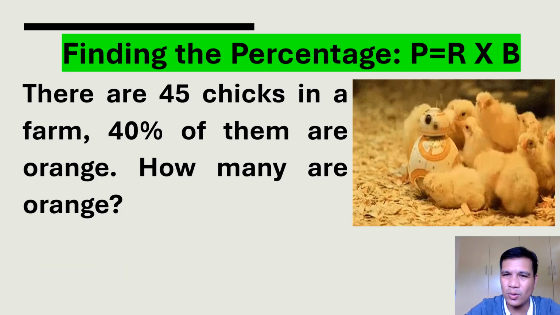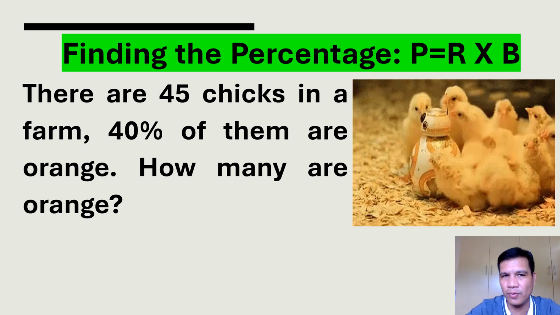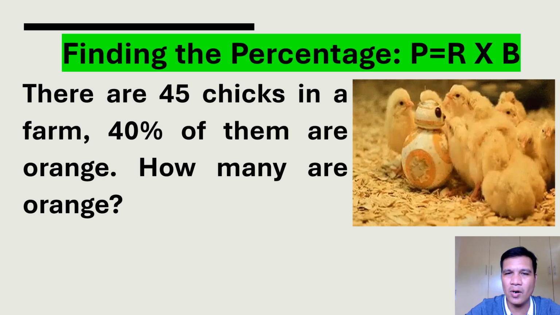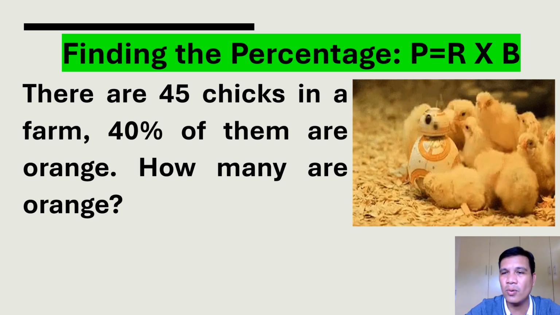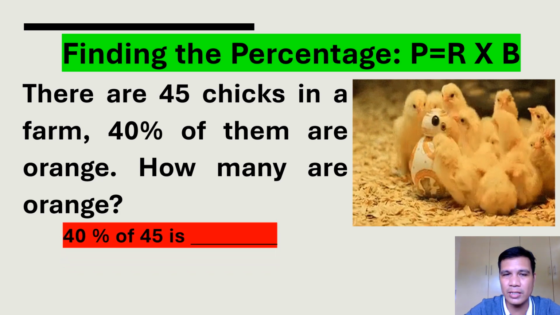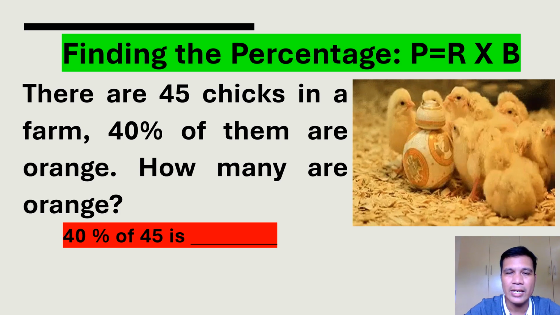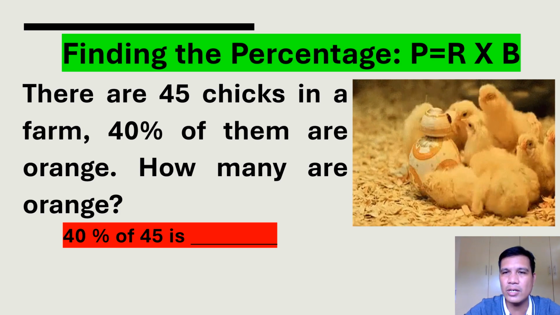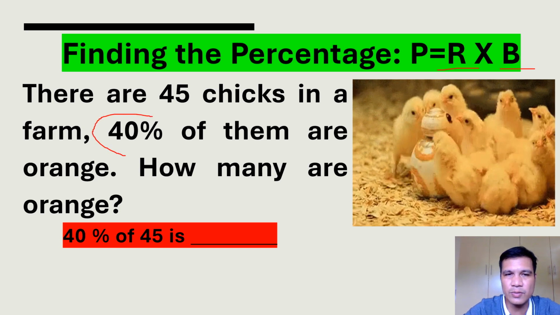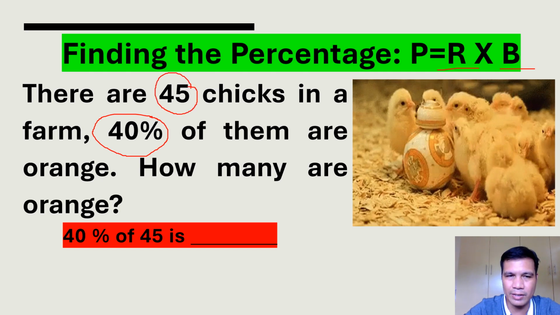Let us take a look at this problem. There are 45 chicks in a farm. 40% of them are orange. How many are orange? So we are looking for the percentage. 40% of 45 is blank. Remember, the formula is percentage is equal to rate times the base. The rate is 40% and the base is 45.